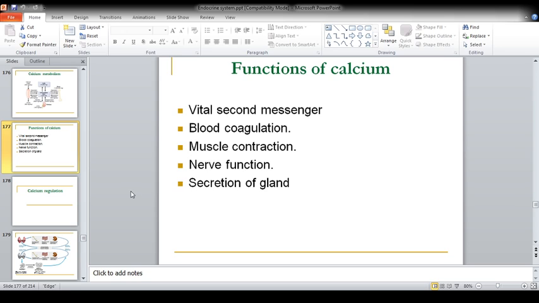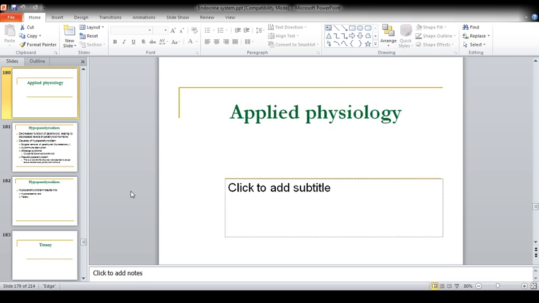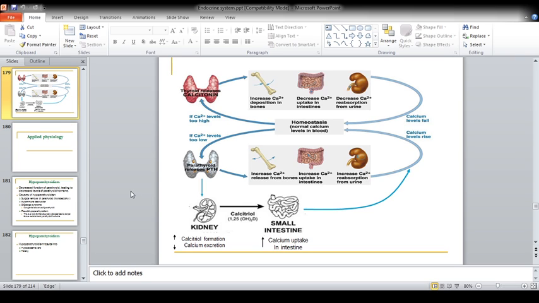Moreover, it has a very active role in muscle contraction. Calcium channels are very important for muscle contraction. It serves a function in nerve conduction as well as in secretions from the glands. Now let's look at the calcium regulation. So we've discussed all of this already. Now we're going to just review it.